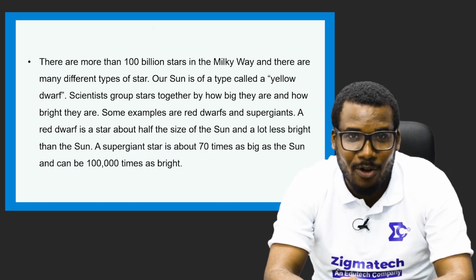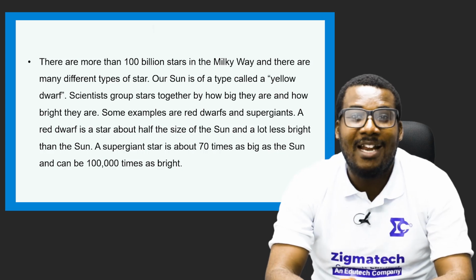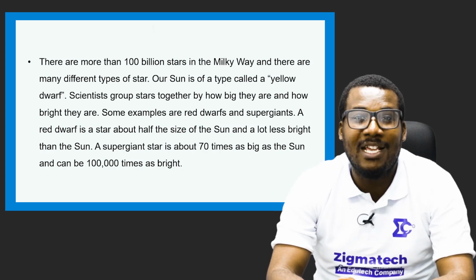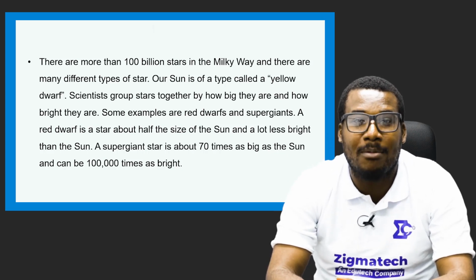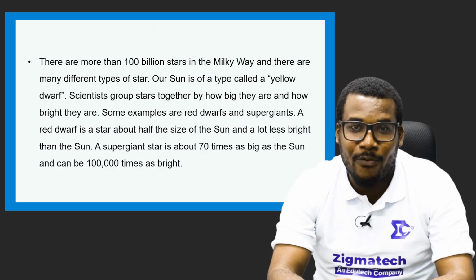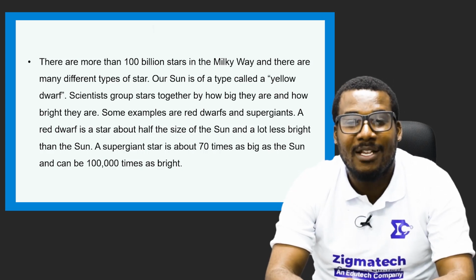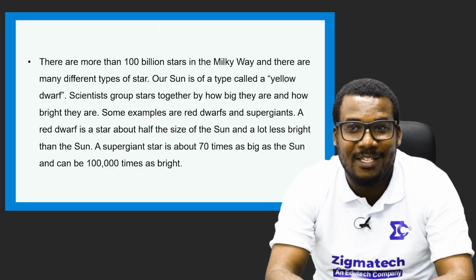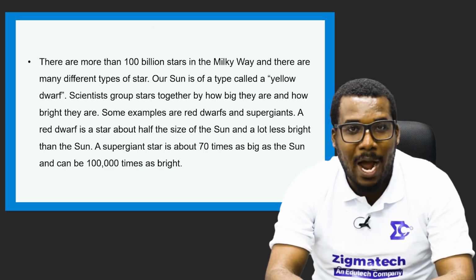Our sun is one type of star that is known as a yellow dwarf. Yes, our sun is a dwarf. That same sun that is about 1.3 million times bigger than the Earth is even a dwarf compared to some giants, some supergiant stars and the rest. Wow.